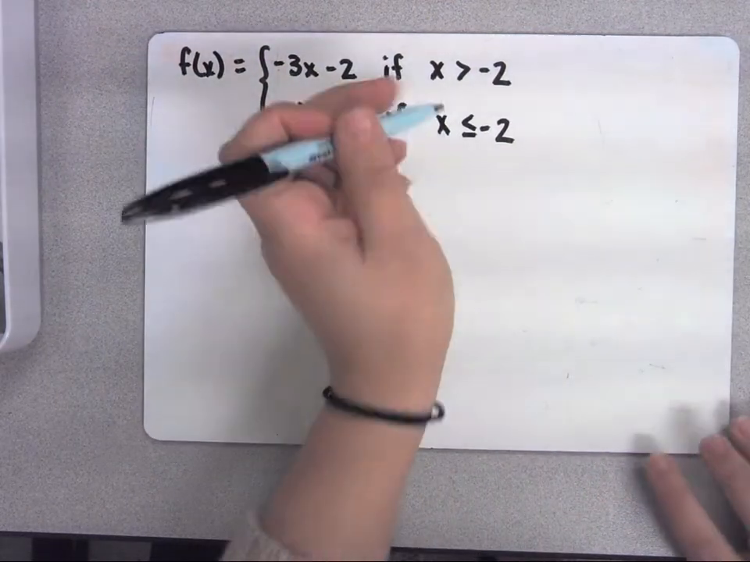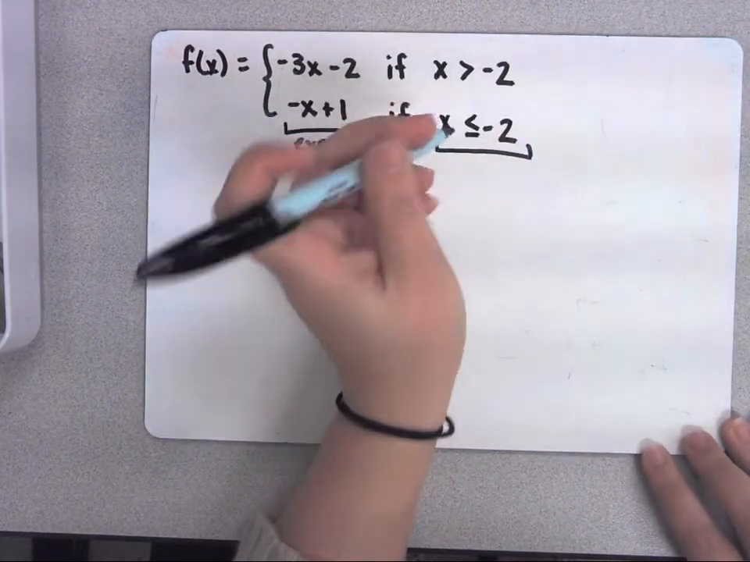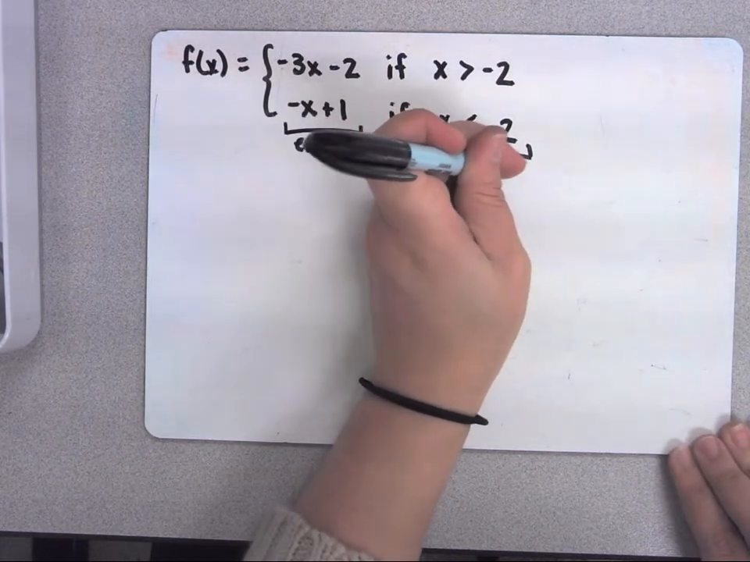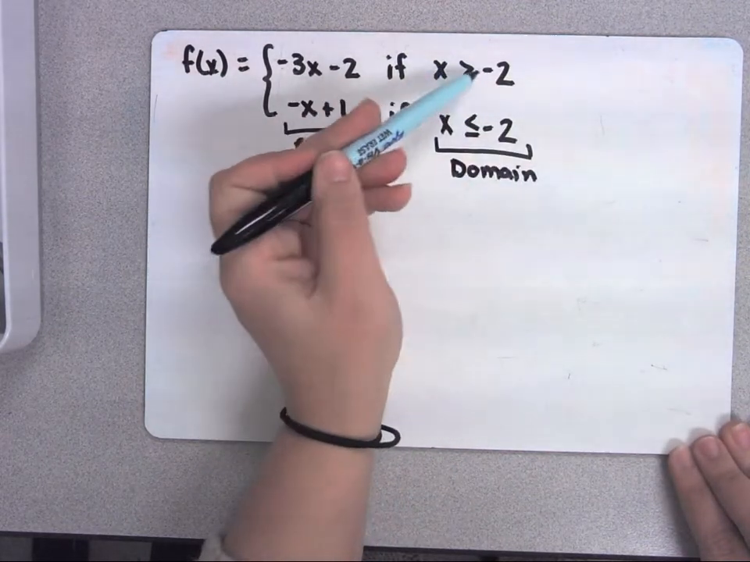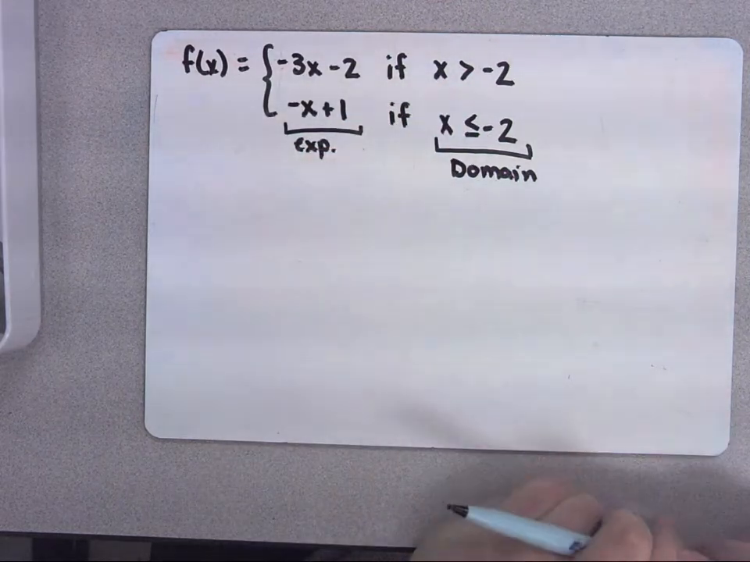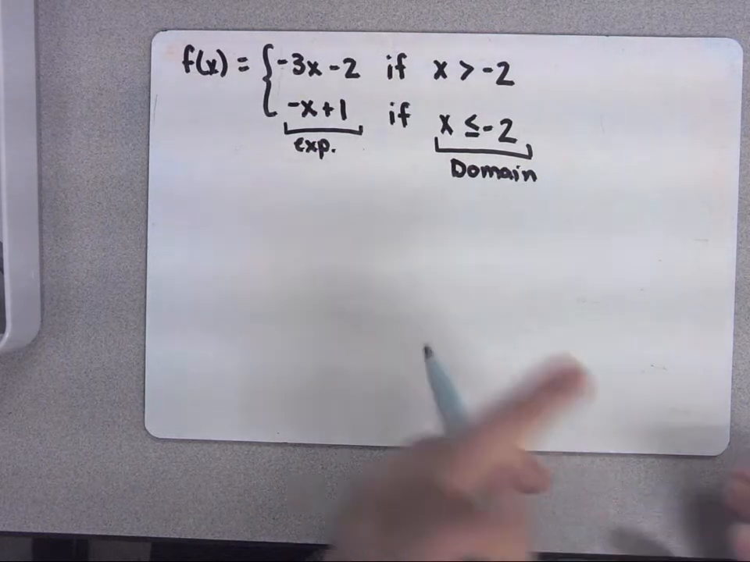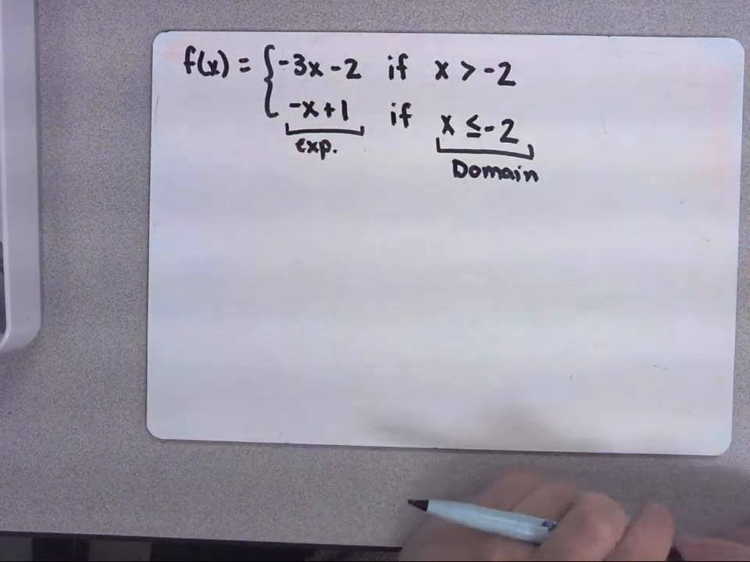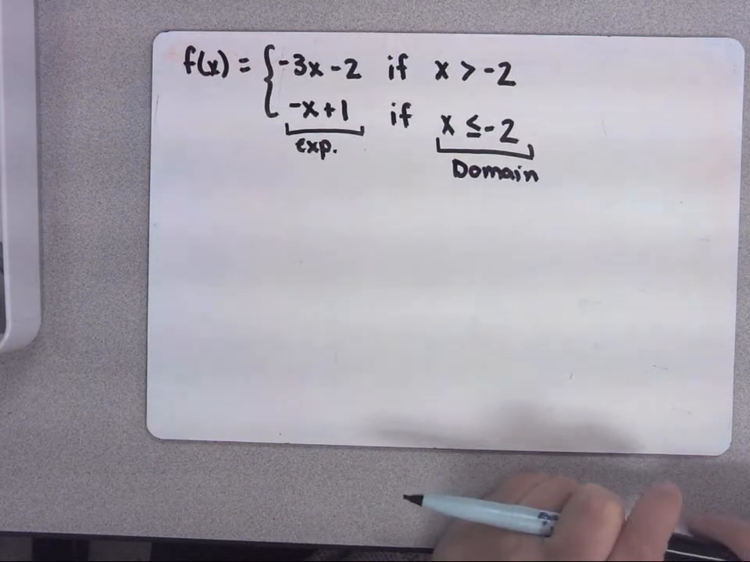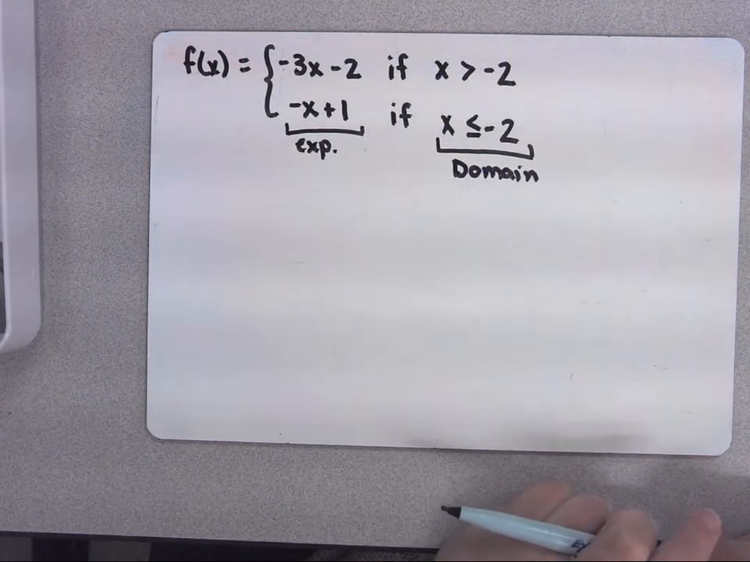These guys basically are your domain. If these numbers are the same, it'll always be all real numbers. So if you see -2 twice, it'll always be all real numbers. If your numbers are different, that's when you're going to have spaces in your domain, just like the range does.